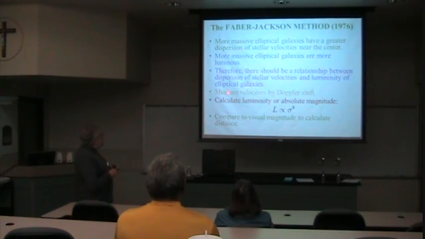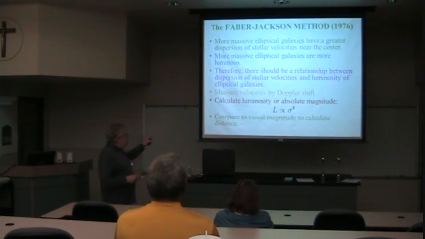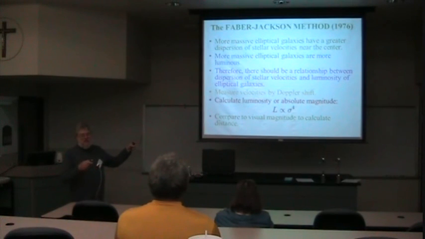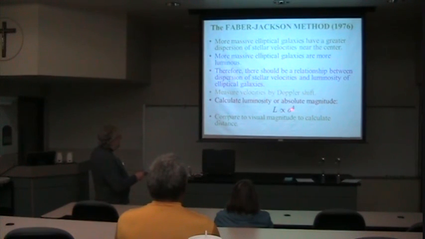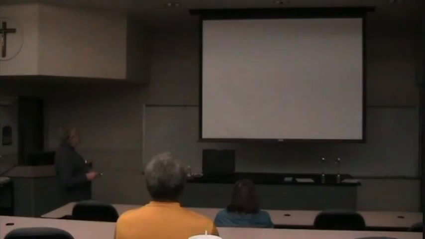If you can measure by the spectrum the dispersion of velocities near the center, take that to the fourth power. This is greatly oversimplified. That exponent has a range from 3 to 6, depending on what size of galaxy it is, but I decided to leave that out. Here's an average way that this works. Again, compare it to the visual magnitude and get the distance.